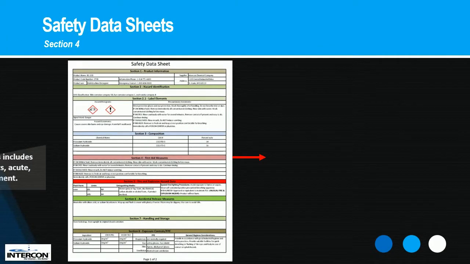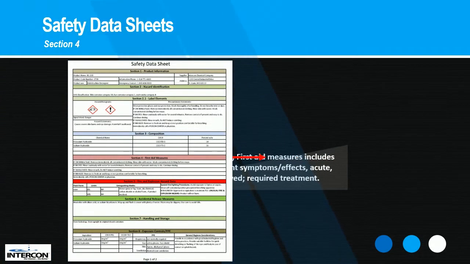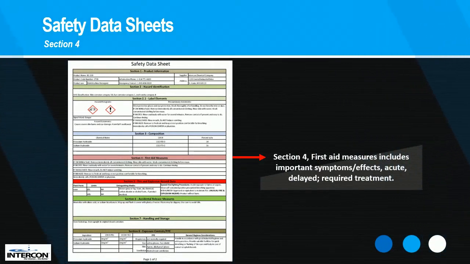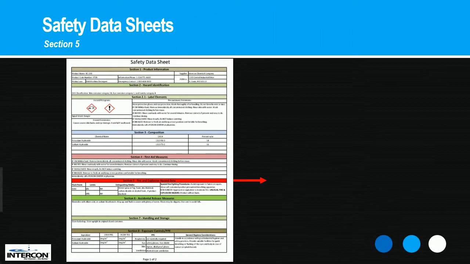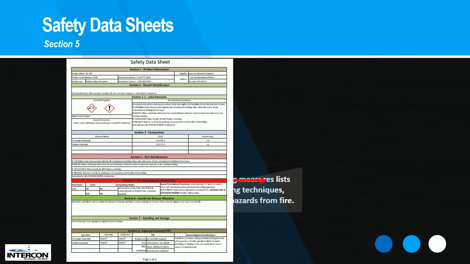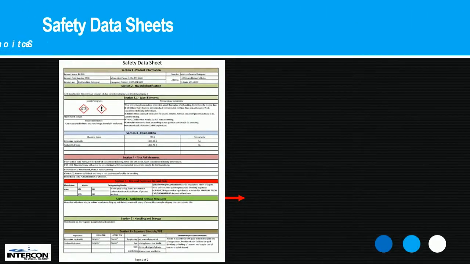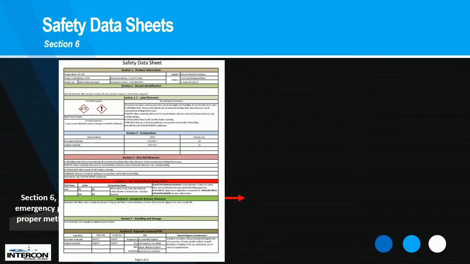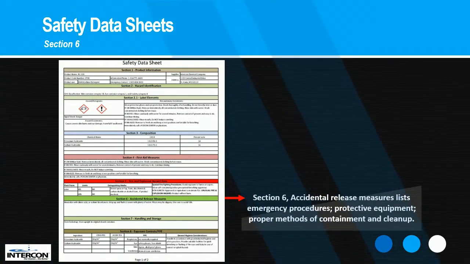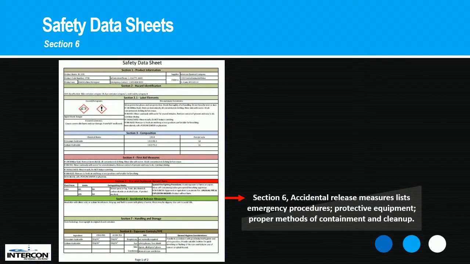Section 4. First aid measures includes important symptoms, effects, acute, delayed, and required treatment. Section 5. Firefighting measures lists suitable extinguishing techniques, equipment, and chemical hazards from fire. Section 6. Accidental release measures lists emergency procedures, protective equipment, and proper methods of containment and cleanup.